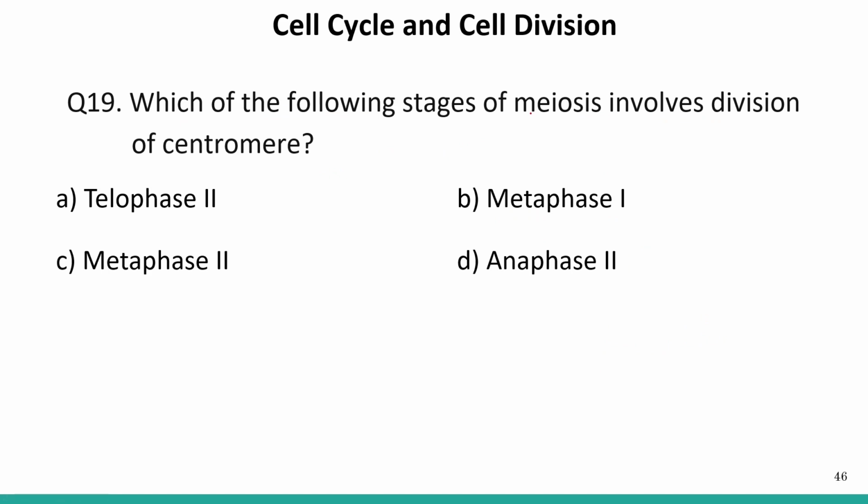Now, the next question is, which of the following stages of meiosis involve division of the centromere? This is again a similar question. We have already done this type of question. Telophase 2, metaphase 1, no, the chromosomes are aligned at the equator. Metaphase 2, again chromosomes are aligned at the equator. The answer should be anaphase 2.